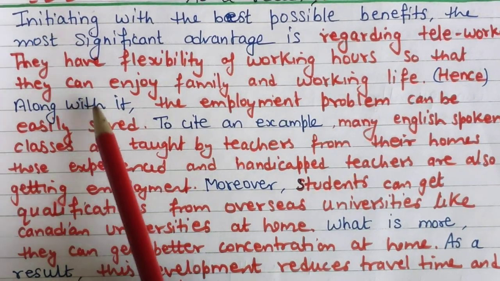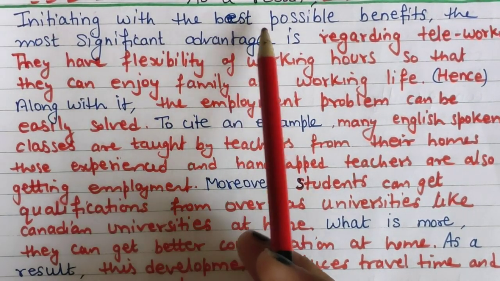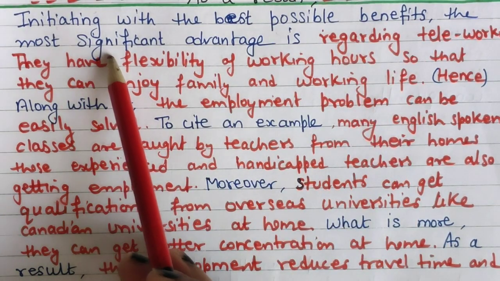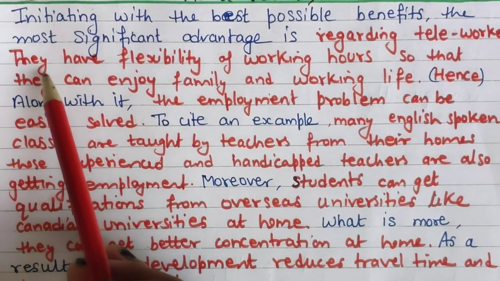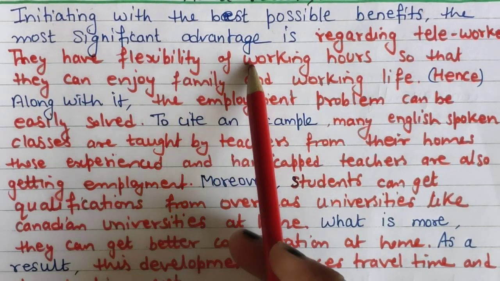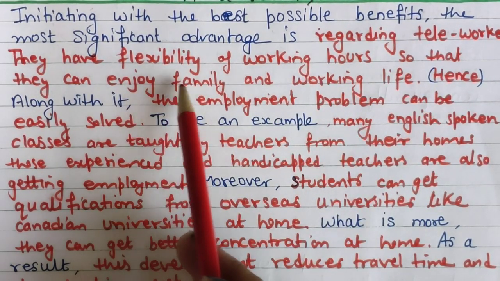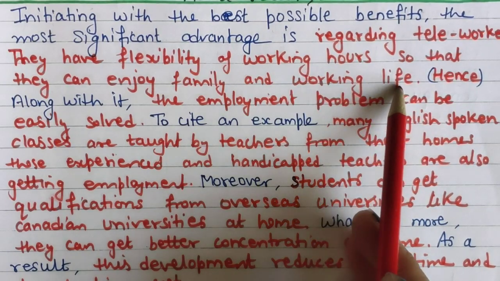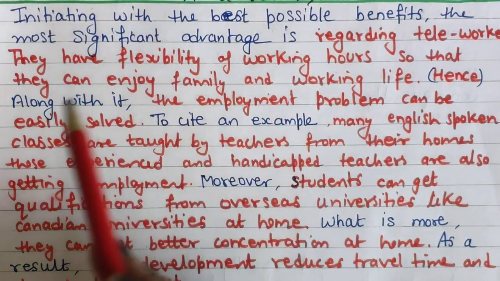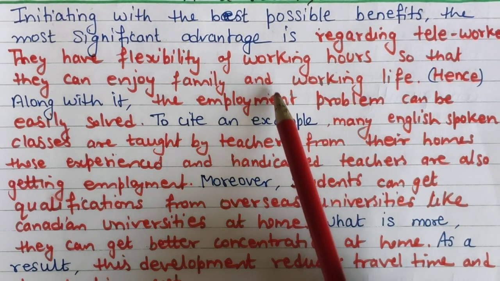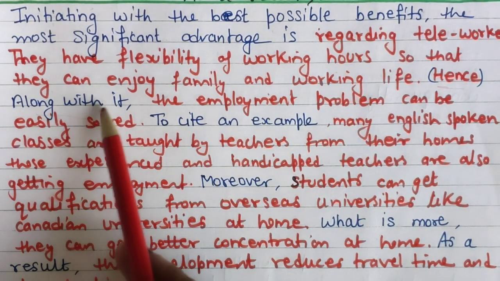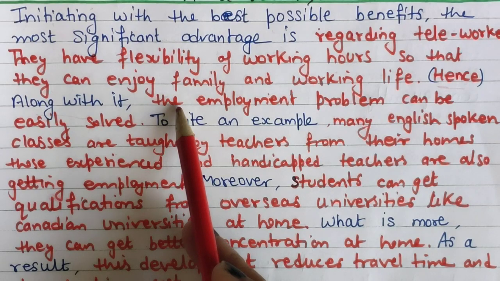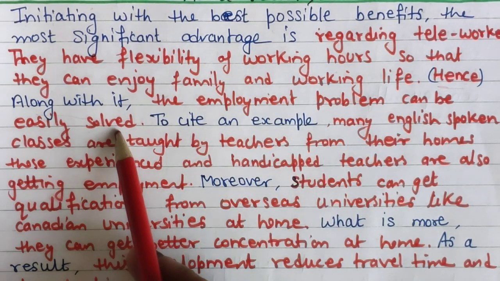So let's read it. Initiating with the best possible benefits, the most significant advantage is regarding teleworker. So I have changed the word. They have flexibility of working hours so that they can enjoy family and working life. So already I have given this point in my planning. That's why it is easy to write over here. So hence or along with it, you can use any word. The employment problem can be easily solved.